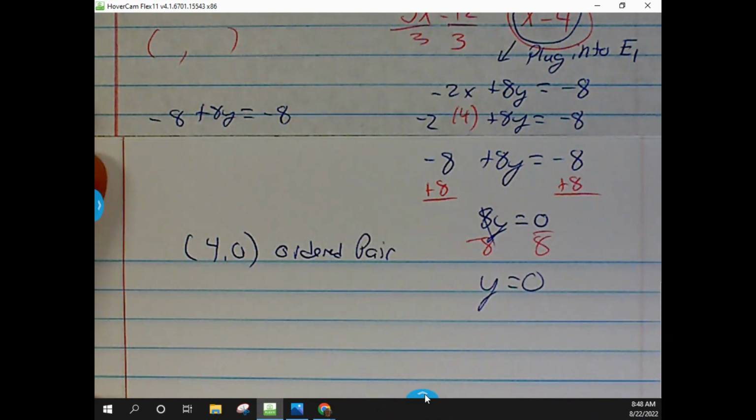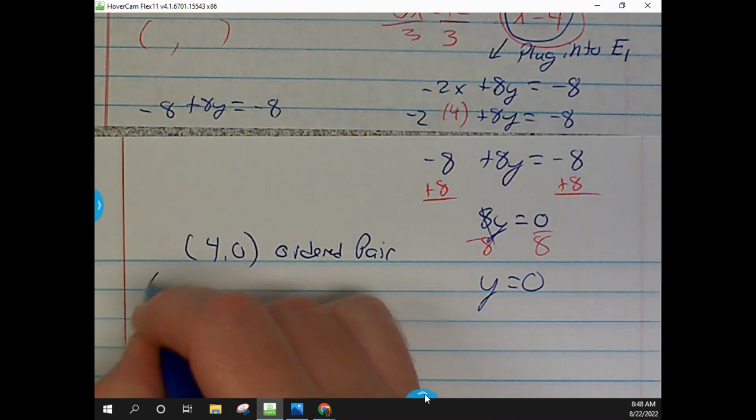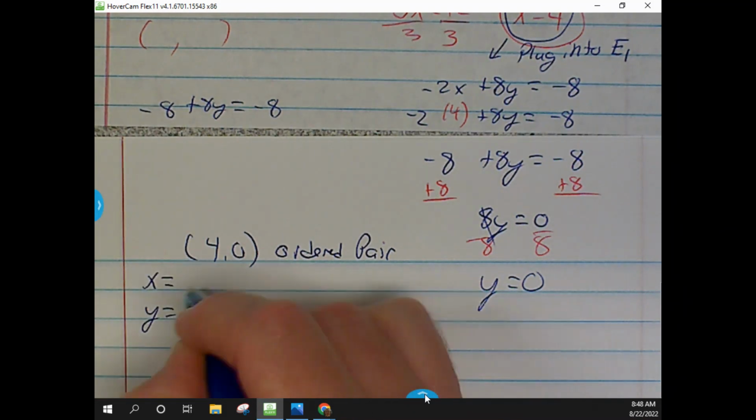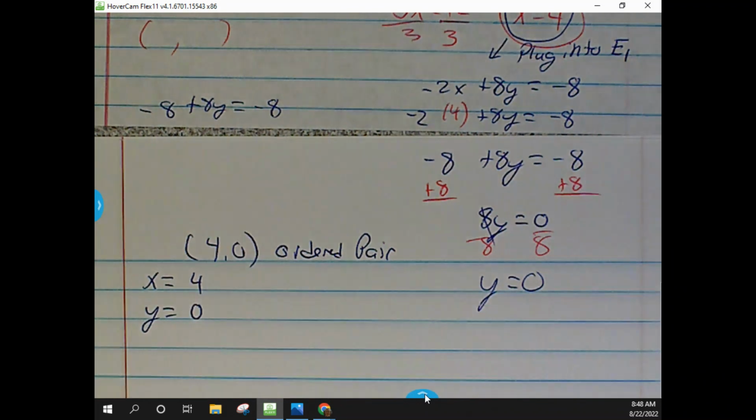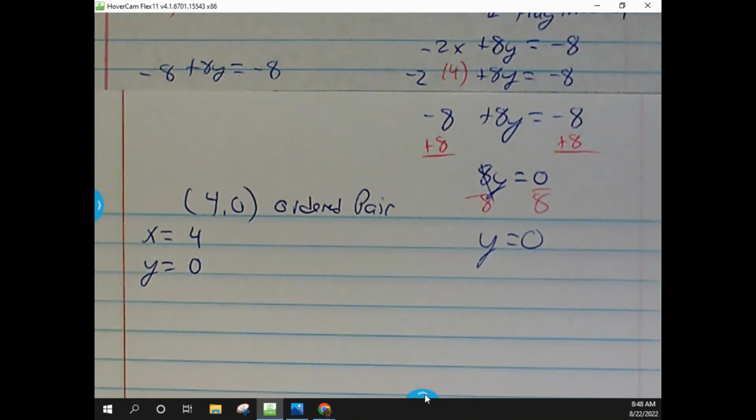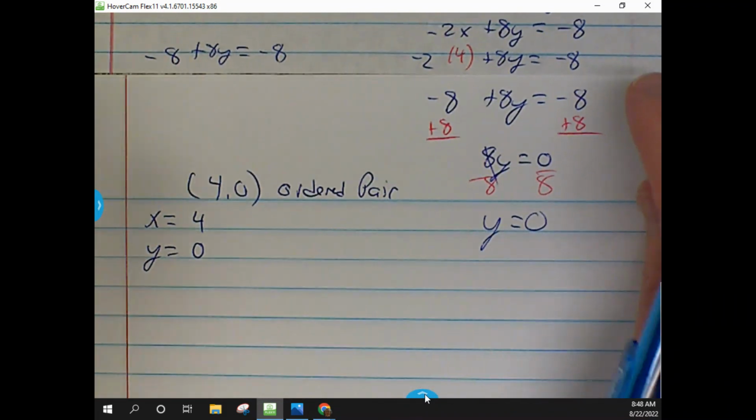Sometimes you just have to read through the question, because even on some of the last test questions, sometimes it said write your answer as an ordered pair. So you had to go back and do that. But again, with Math Excel, a lot of times they're just going to give you an x equals and a y equals. If they give you those 2 blanks, then you just fill in the 2 numbers and you're good to go there.